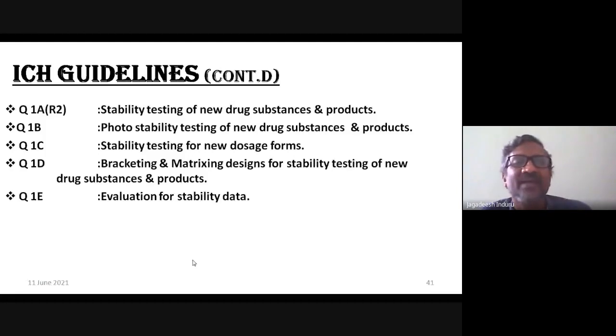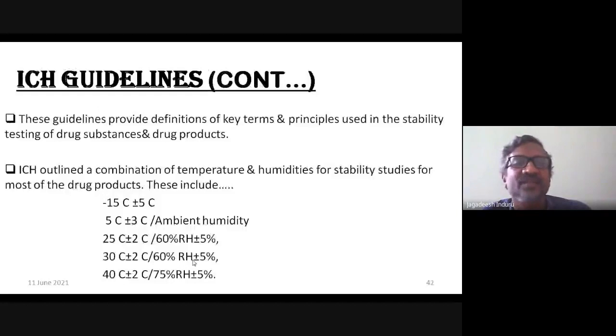These guidelines provide definitions of the key terms and the principles used in the stability testing of drug substances and drug products. Most of the time, with drug substances, you should not think that it is only the drug. It will include your basic components and the preservatives, and we are going to take excipients. In combination also, we are going to test for drug compatibility. They have also outlined a combination of temperature and humidity for the stability studies, which is frequently followed throughout the world.